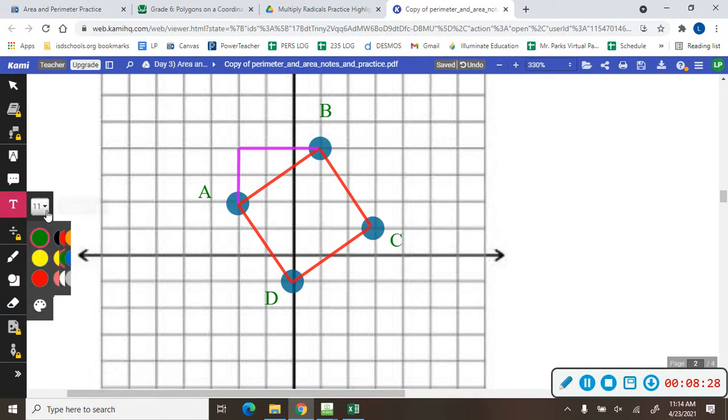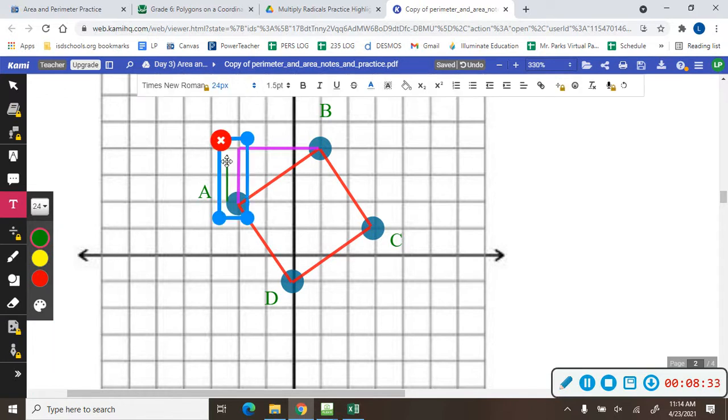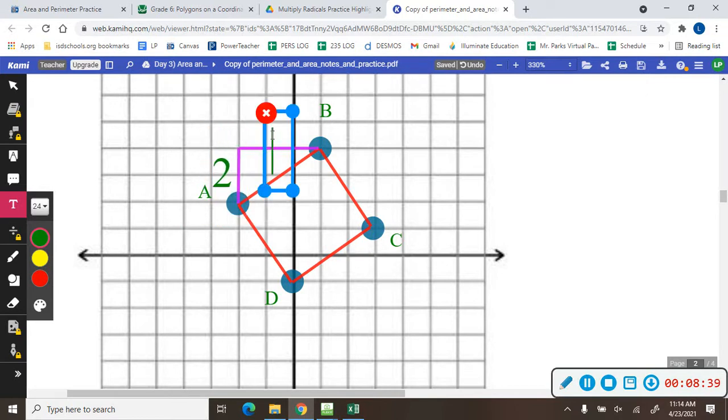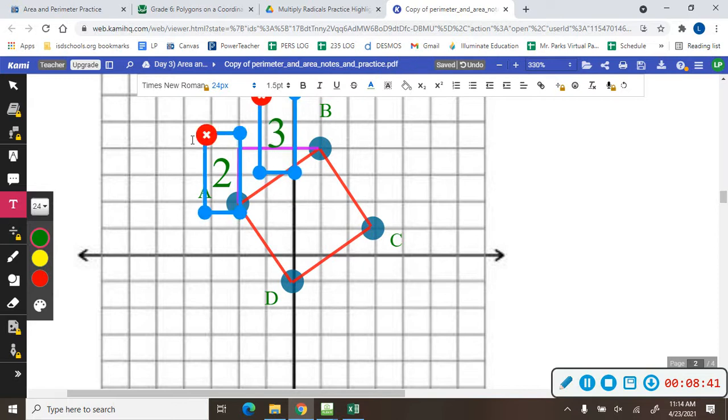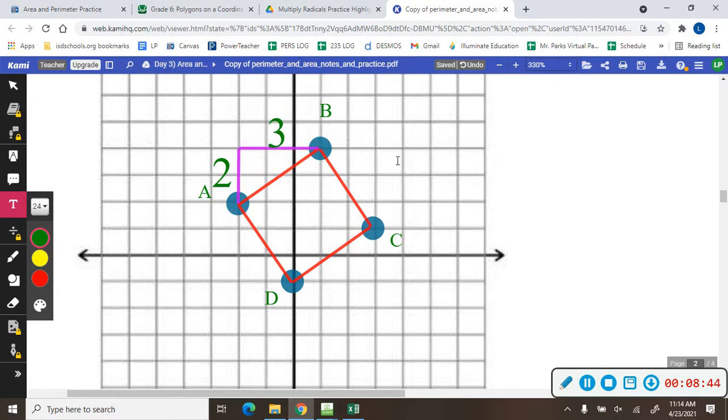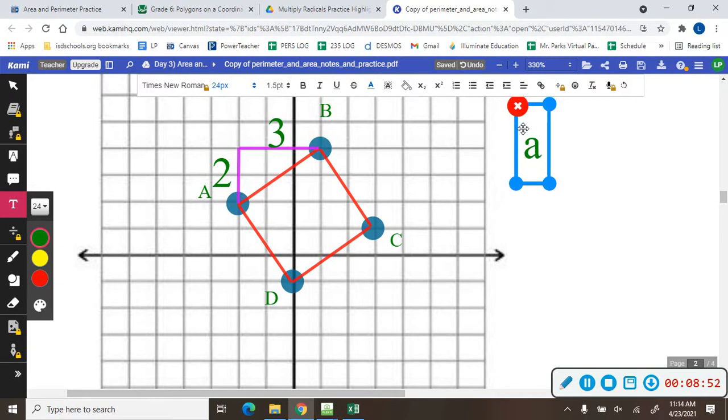And now when I label it, I could count that this is 2 units. And this is 3 units. 1, 2, 3. And I could use a squared plus b squared is c squared to find the distance between A and B. So I'm using a squared plus b squared equals c squared.